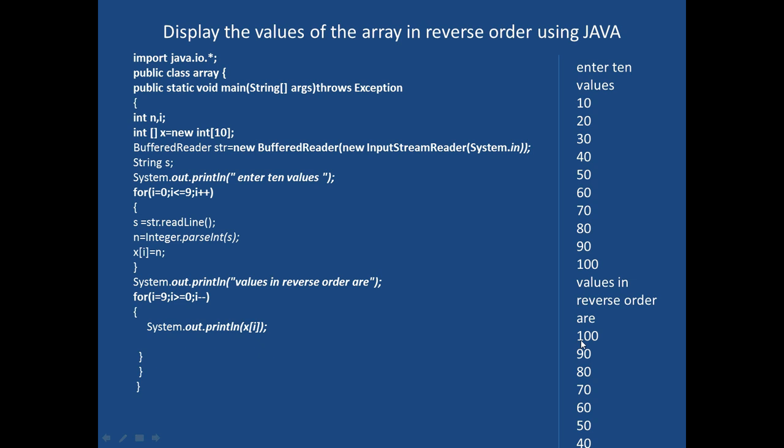So the first value that would be displayed is 100. This is x of 9, then x of 8, then x of 7, x of 6, x of 5, x of 4, x of 3 and up to x of 0. So this is simple. While entering the value you simply enter from 0 to 9, and while displaying the value we will use the loop from 9 to 0. So no worries at all.